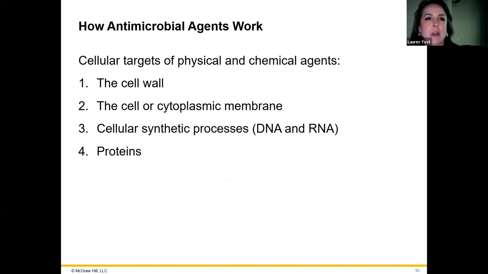These antimicrobial agents, we can talk about the physical and the chemical. They both cover the same four. They can affect the cell wall, the cell or cytoplasmic membrane, the cellular synthetic processes, which means DNA and RNA. So the production of nucleic acids, or they can even degrade them, cause damage to them. And then affecting proteins. A lot of times that refers to, in this case with the chemicals, denaturing proteins.